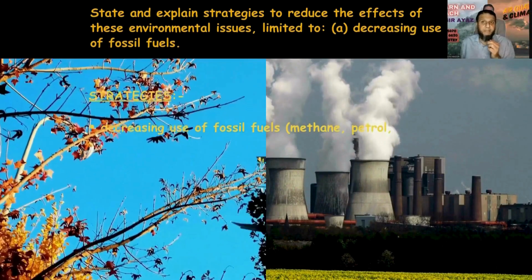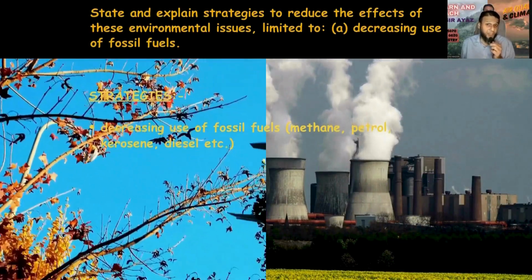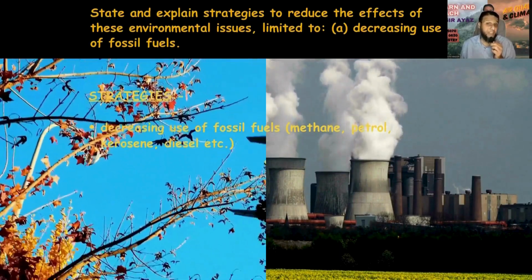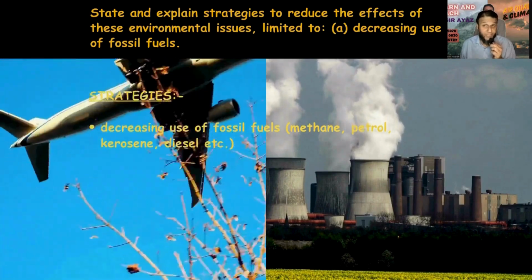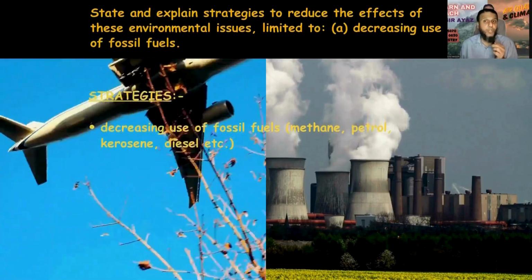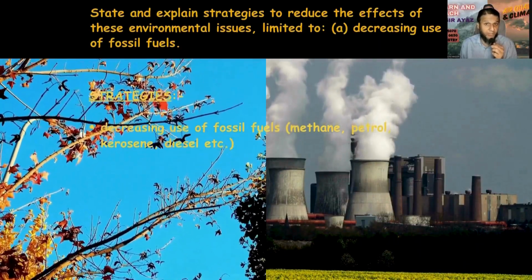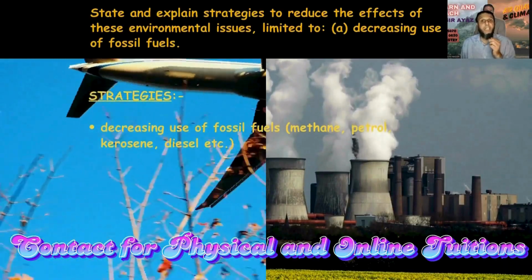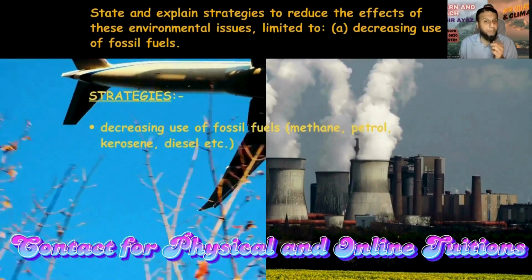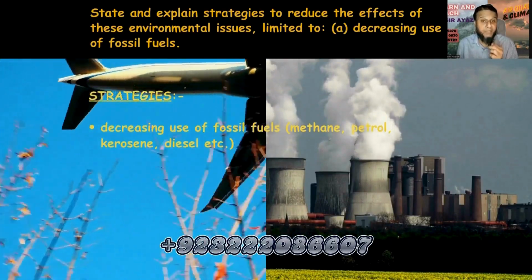We get methane, petrol, kerosene, diesel from fossil fuels. Decreasing the use of fossil fuels reduces air pollution caused by harmful gases like sulfur dioxide and nitrogen oxides. It also lowers carbon dioxide emissions, helping to reduce global warming. Less acid rain, which protects soil, water, and buildings. Improves public health by reducing respiratory and heart problems, slows down climate change and its harmful environmental effects.